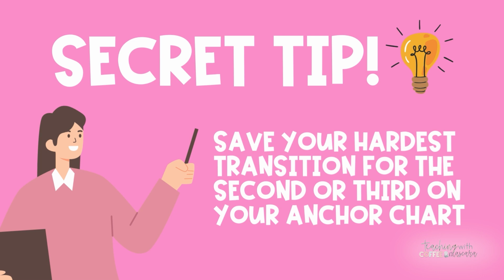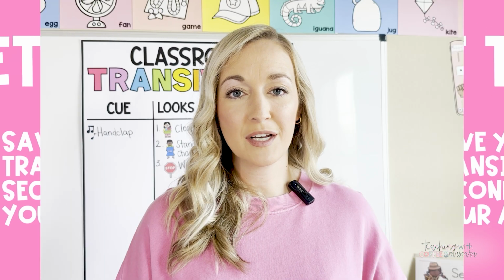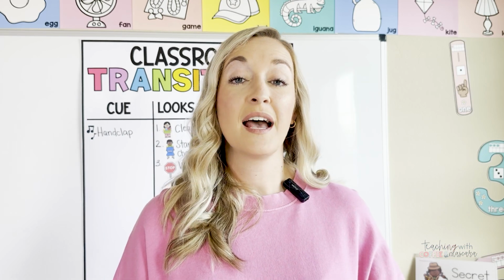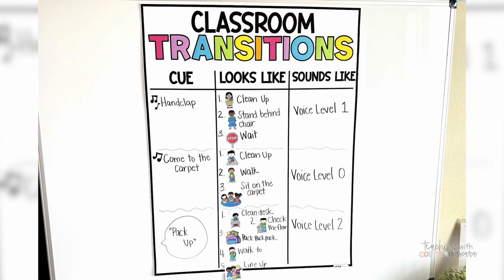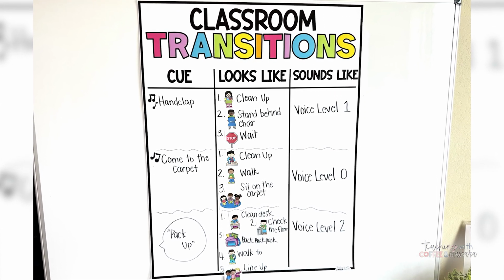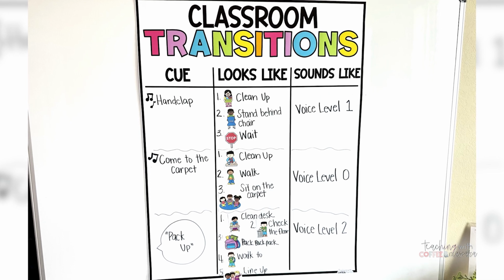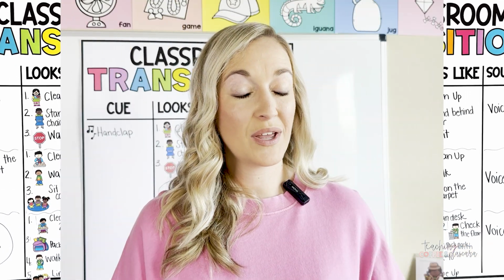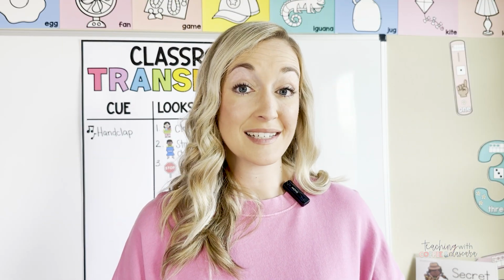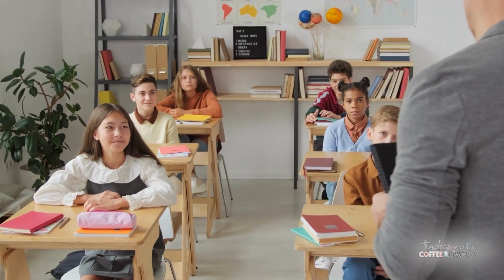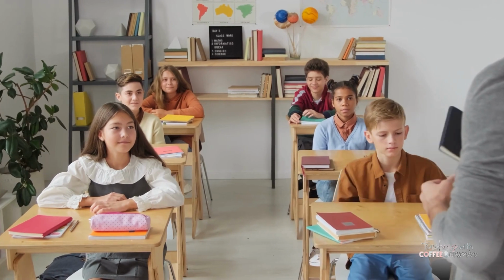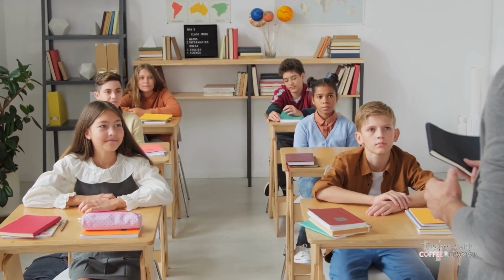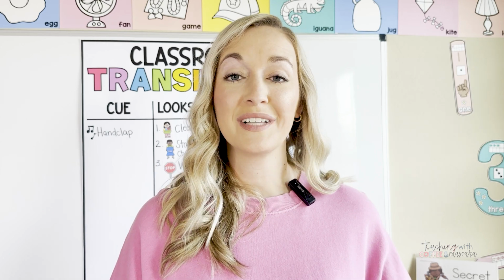By the time you get to the tough transitions, your students will already understand how the anchor chart works as well as your expectations. Now imagine this. You give the cue, students glance at the anchor chart, and like magic, they clean up their station, stand behind their chairs, and wait for the music to stop before they rotate to their next station. No chaos, no confusion, just smooth, quiet transitions. That's the power of consistency and clear expectations using a visual like an anchor chart.